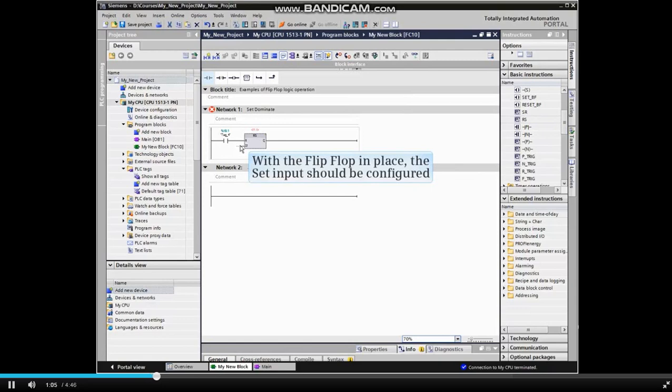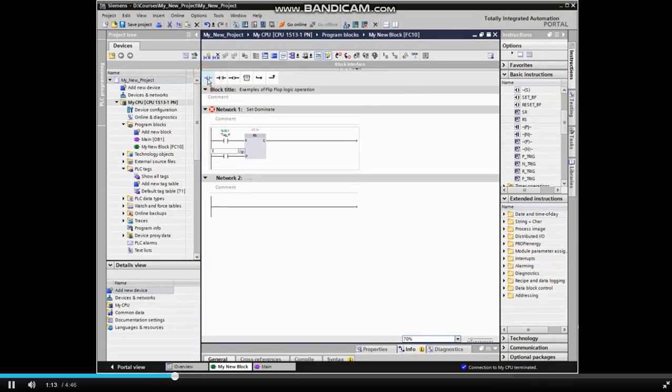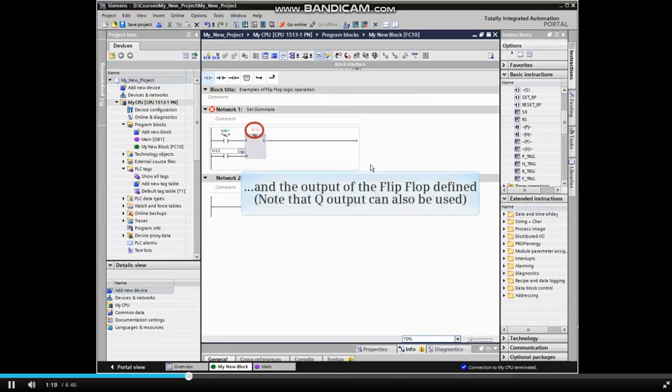With the flip-flop in place, the set input should be configured. And the output of the flip-flop defined. Note that Q can also be used for the output of the element.